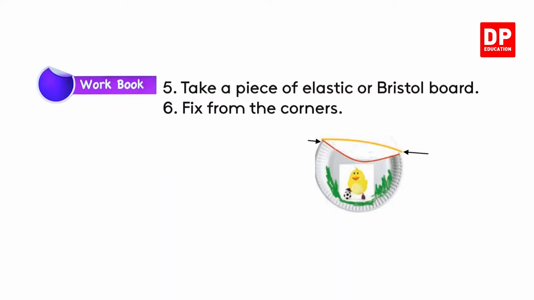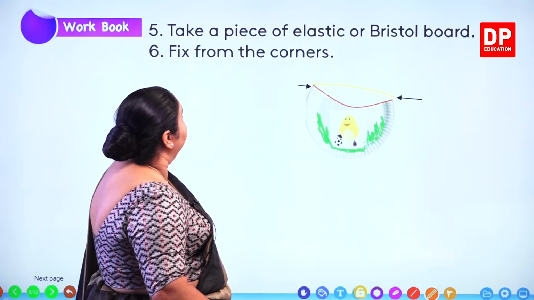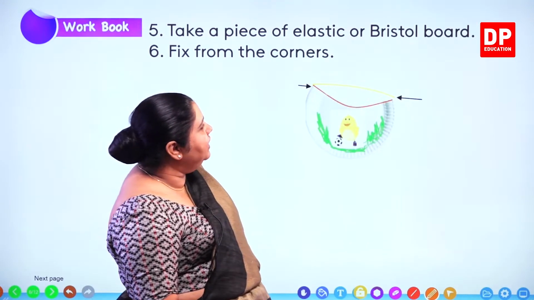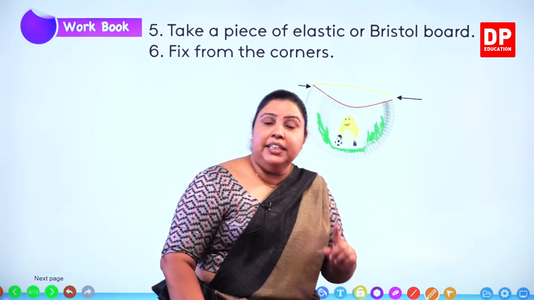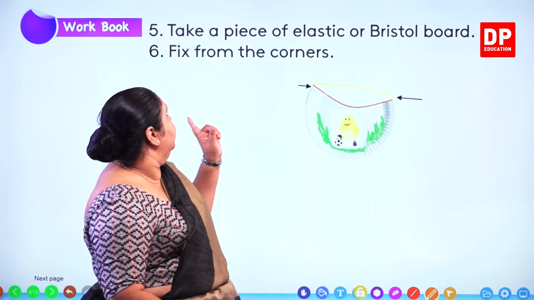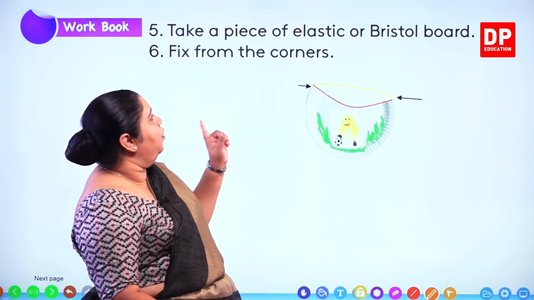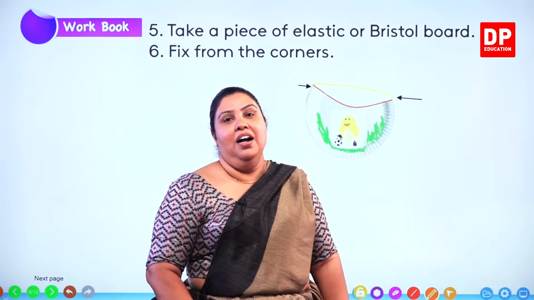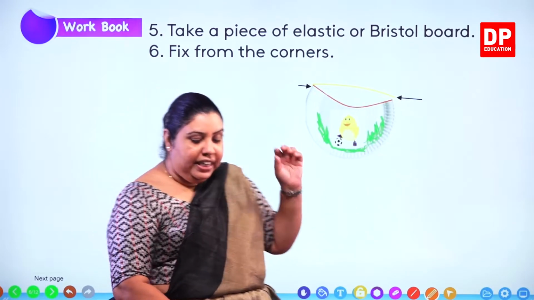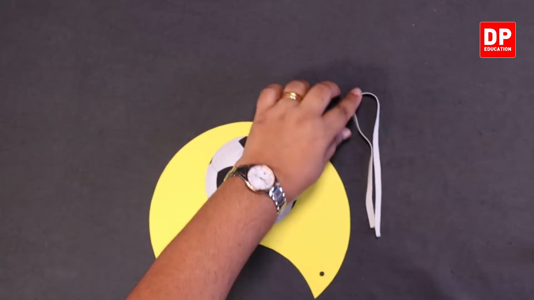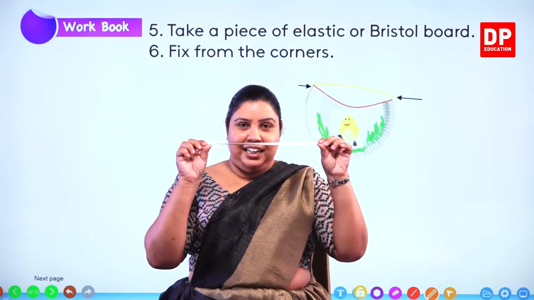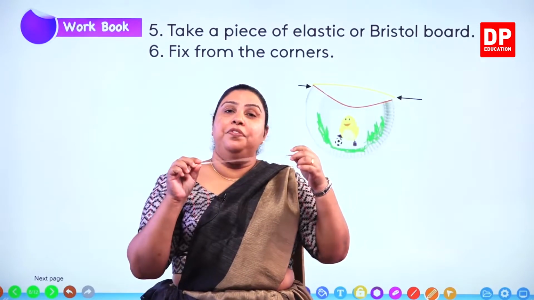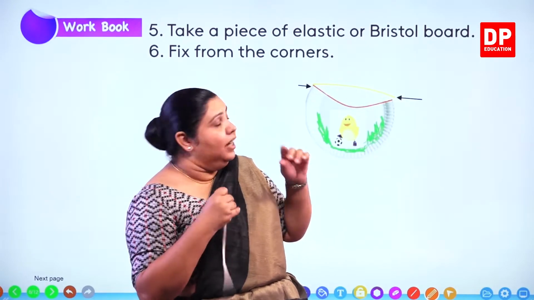Right. Step number 5. Take a piece of elastic or bristle board. Take a piece of elastic or bristle board. Then step number 6. Fix from the corners. Now you can take a piece of elastic like this. ඔන්න මගේ දුවලා පුතාලට පේනවා elastic කෑල්ලක්. Teacher කිව්වනේ පුංචි elastic එකක් ගෙනාවා කියලා. So now we have to fix it to the corners.